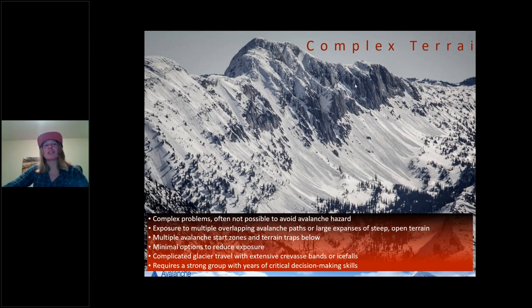And I feel like complex terrain requires a strong group with years of critical decision-making skills. I remember when I was first starting out in the avalanche industry, I didn't really venture out into complex terrain for the first couple of years, unless I was with a really strong leader that was making those decisions for me.